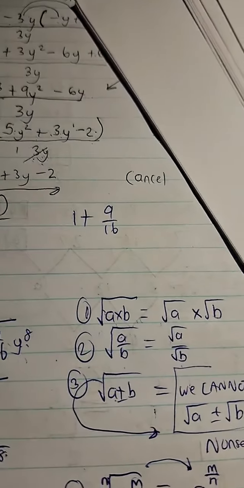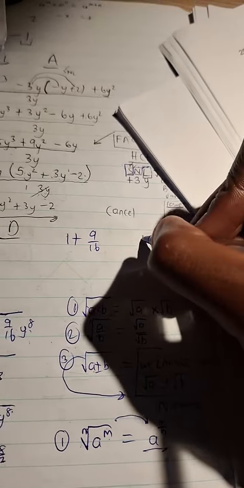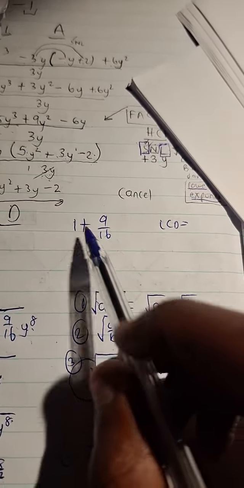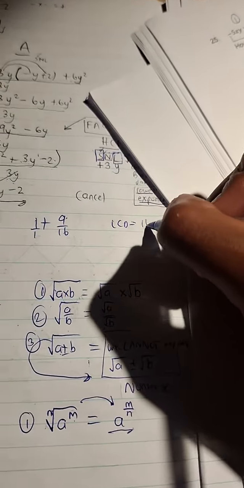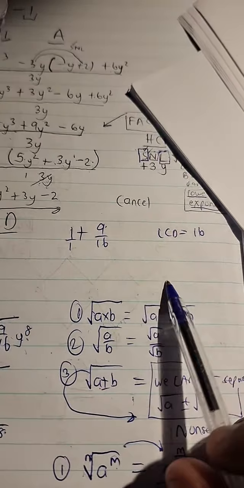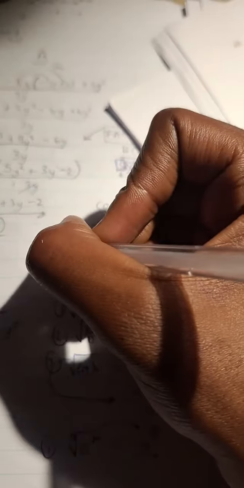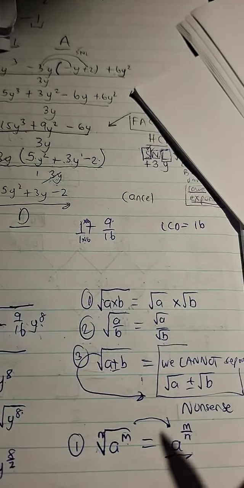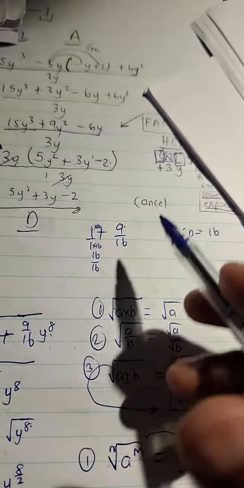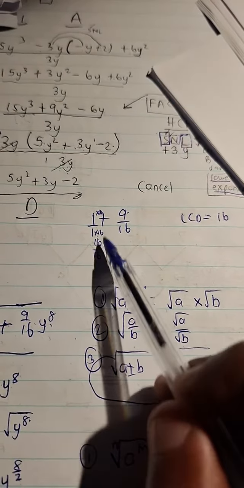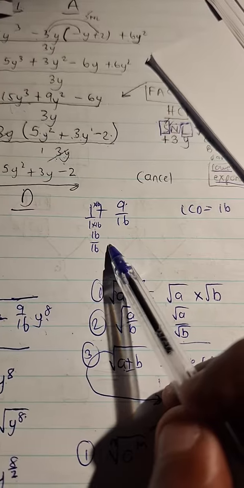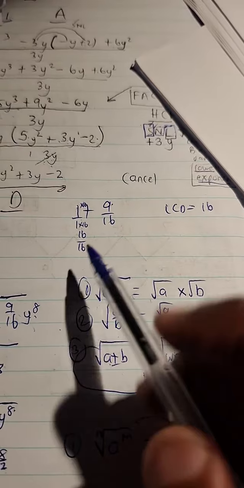Guys, 1 plus 9 over 16. In grade 7, you did fractions. The LCD between 1 over 1 and 9 over 16 is 16, right? Then, what do you do to this denominator so that it can become like the LCD? You multiply it by 16. But what you do at the bottom, you do at the top. So this becomes 16 over 16, because 1 over 1 is the equivalent fraction when the denominator is 16.